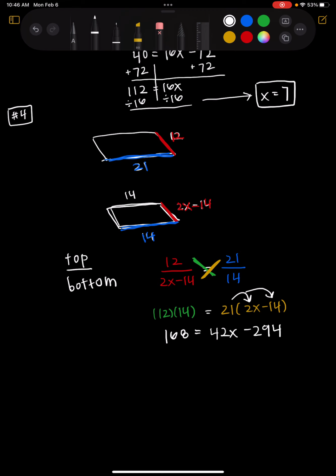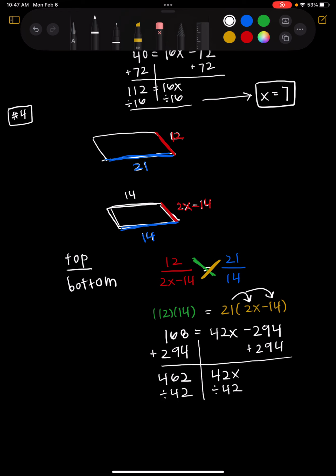All right, so now solving for x. The first thing I'm going to do is add 294 to each side. The 294s cancel out on the right side, and we're just left with 42x. And then on the left side, we have 168 plus 294, which gives me 462. And then we want to get x by itself, so we've got to move that 42. We're going to divide by 42 on each side. And 462 divided by 42 gives me 11. The 42s cancel out over here. We get x, which means that 11 is x. And there we have it, how to solve similar shapes or decide if shapes are similar.